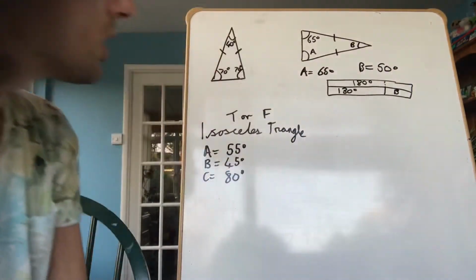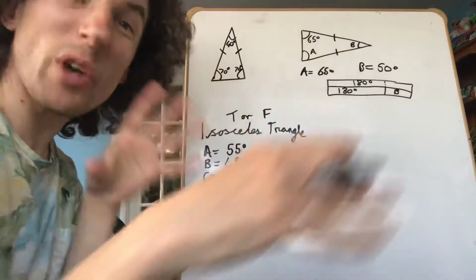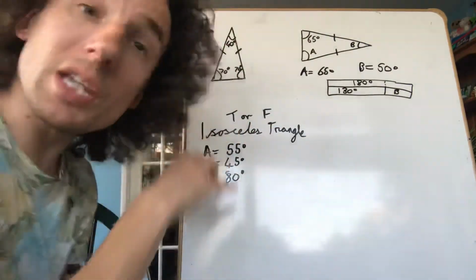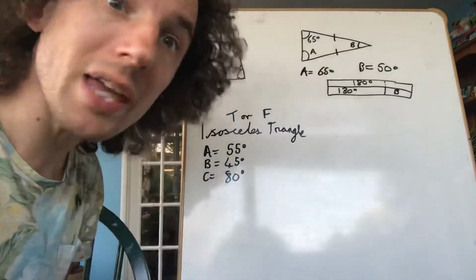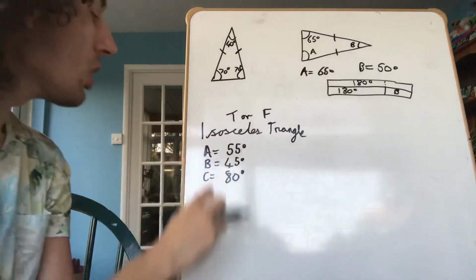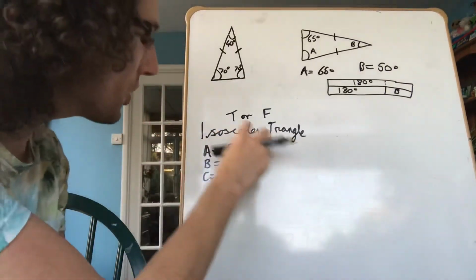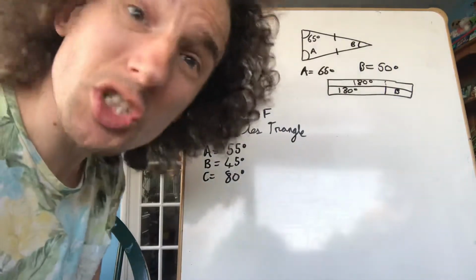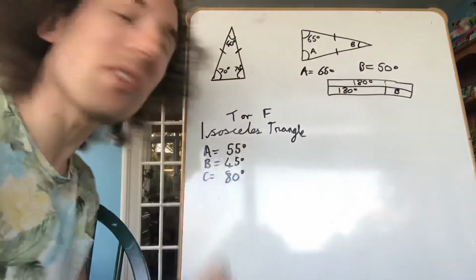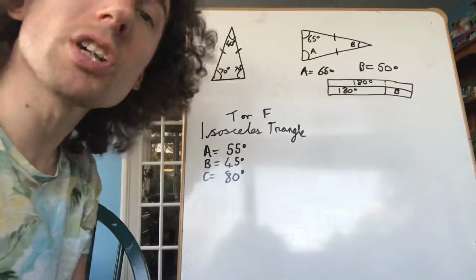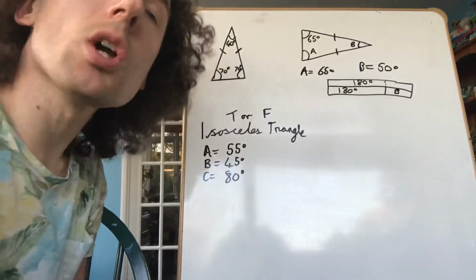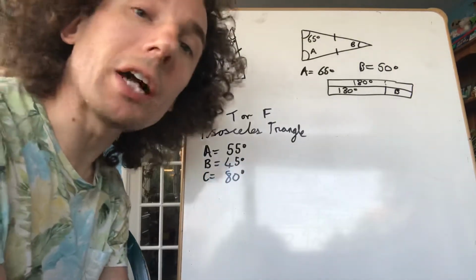Super job. So the last question I'm going to look at today, because the rest of the questions are very similar to these and you should be able to pull your knowledge together, is a true or false. Could these angles be from an isosceles triangle? We've got 55 degrees, 45 degrees and 80 degrees. What do you think, Joanna?